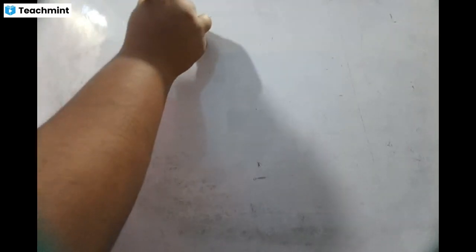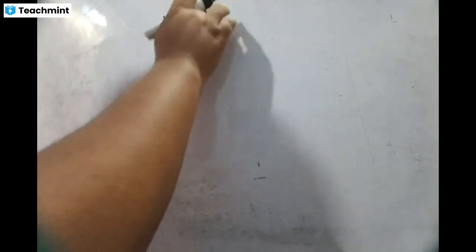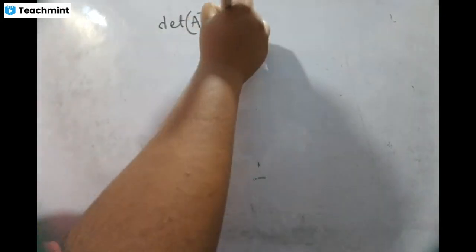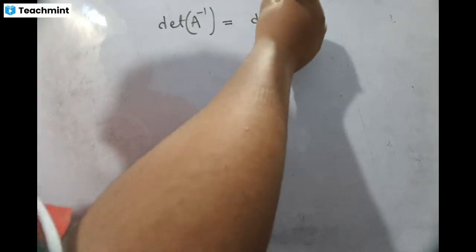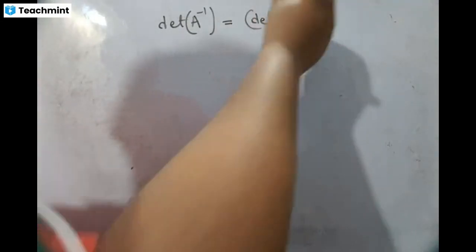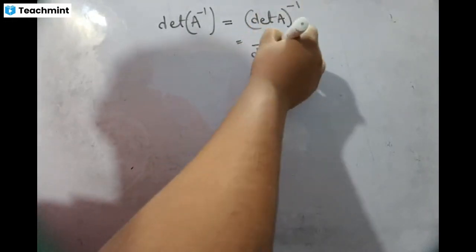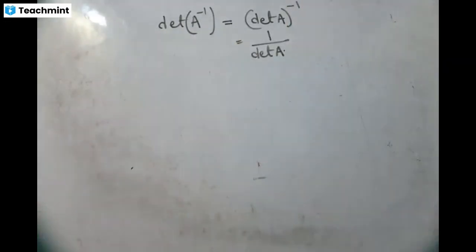See, question number 7 says, what is the determinant of A inverse? They are asking us to find this. The property of inverse says determinant of A inverse can be written as determinant of A to the power minus 1. And how do you make it positive? You take it to the denominator. So 1 by determinant of A. So this is the right option. That means option number B is the correct answer.